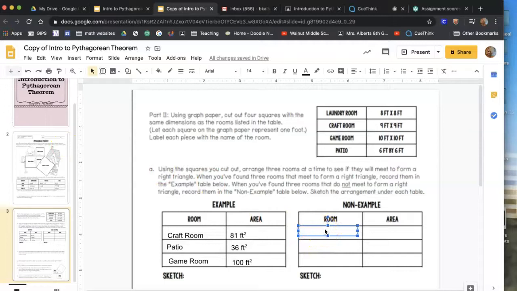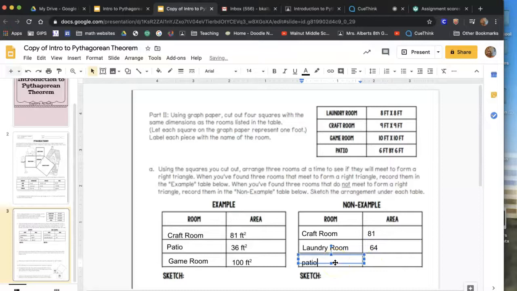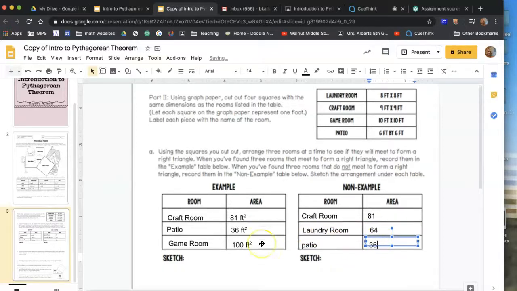The room I used was the craft room. And I'm just going to put 81 over here just to save some time so you're not sitting here forever. The laundry room. And that one was how much? 64. And then the patio was 36. Okay, so that's an example of how they wouldn't work.